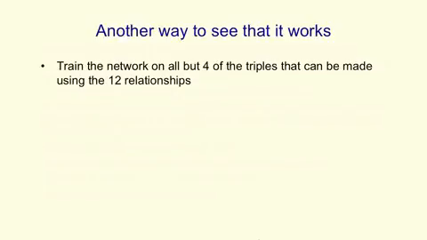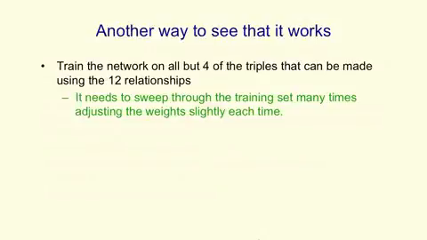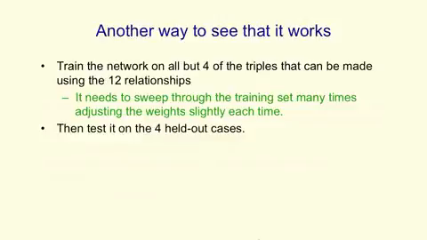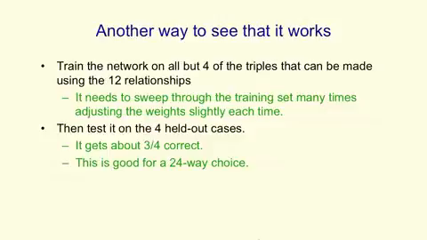Another way to see that the network works is to train it on all but a few of the triples and see if it can complete those triples correctly. So does it generalize? There's 112 triples, and I trained it on 108 of them and tested it on the remaining 4. I did that several times, and it got either 2 or 3 of those right. That's not so bad for a 24-way choice. So it's true it makes mistakes, but it didn't have much training data. There's not enough triples in this domain to really nail down the regularities very well. And it does much better than chance.